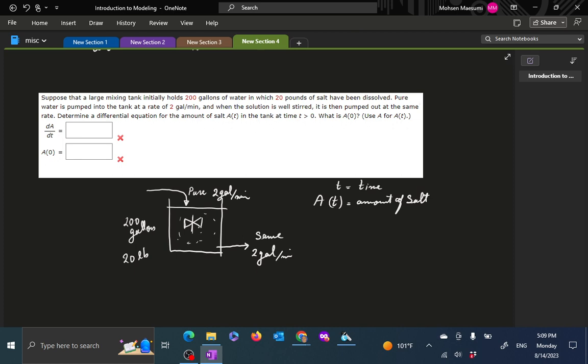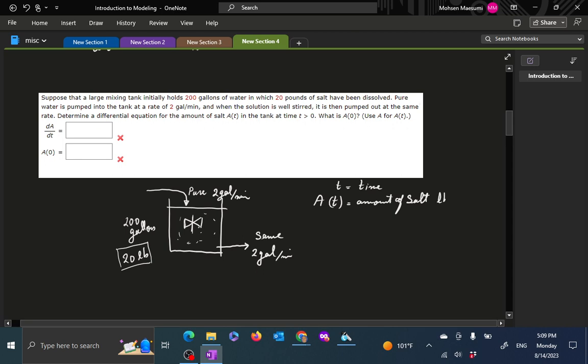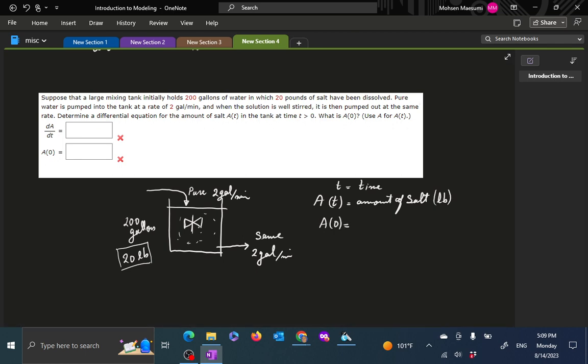So we have to be clear for ourselves, what do we mean by amount of salt? Well, let's make it like this. What's the total amount in pounds in the container? We could have asked about concentration, we could have asked about all sorts of things. Here, by amount of salt, we mean total amount of salt in the tank in pounds. So of course, at time 0, when we start this whole thing, how much salt do we have? Well, we have 20, so that's easy.